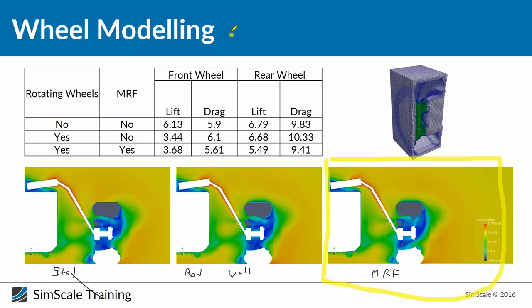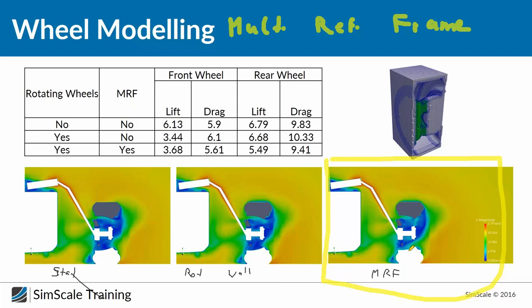which is called MRF. And MRF stands for multiple reference frame. What MRF is doing is, just imagine, in reality the car is driving through the air, so the wheels are rotating in the rim. Therefore, a rotating wall velocity is needed on the tire and the rim to account for this effect. But think about the rim working like a pump, and adding this velocity on the wall only will not add the full radial component which is added in reality to the flow field by the rotation of the rims.